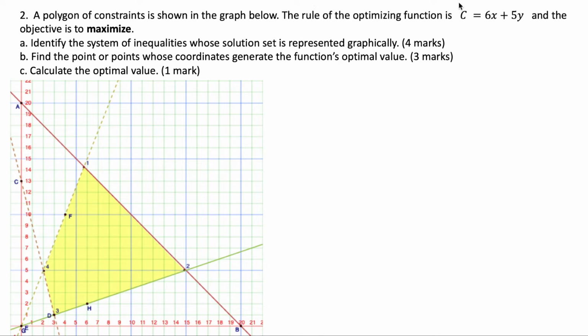Question number 2: a polygon of constraints is shown in the graph below. The rule of the optimizing function is C equals 6x plus 5y, and the objective is to maximize. A, identify the system of inequalities whose solution set is represented graphically.